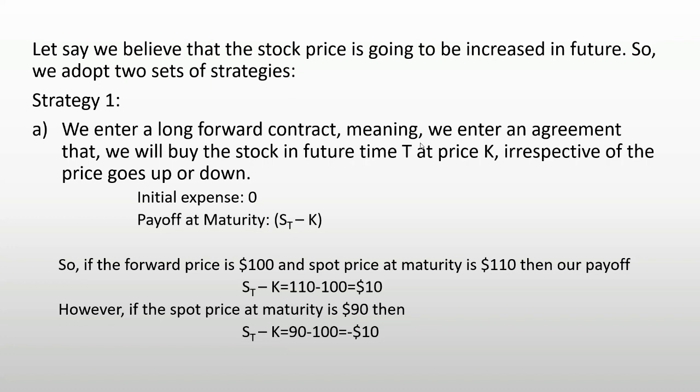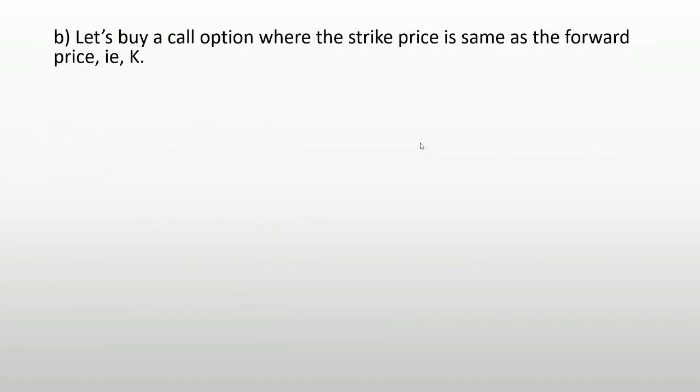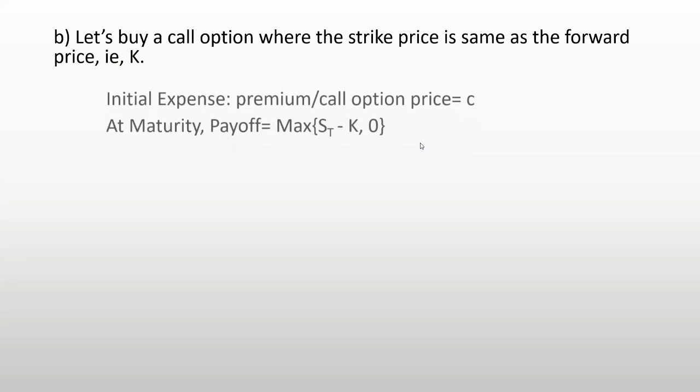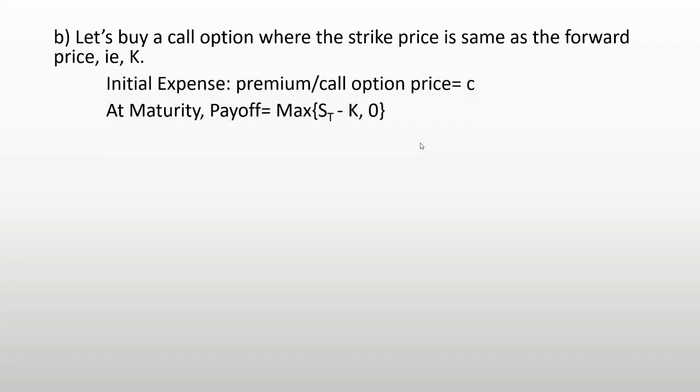because 100 is the promised price. And the other part of the strategy, we buy a call option where the strike price is the same as the forward price, that is K. So the initial expense here is not 0 because we are buying a call. That means we must pay the price of the call, or the premium of the call, and at maturity the payoff is defined by this formula: maximum of ST minus K or 0.